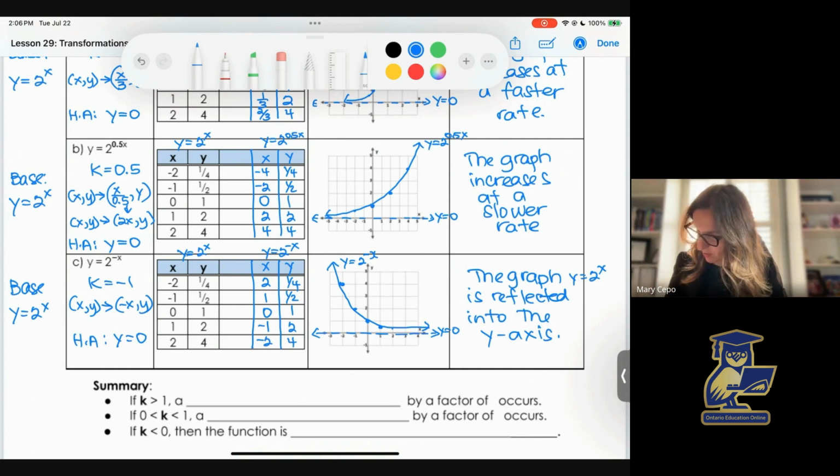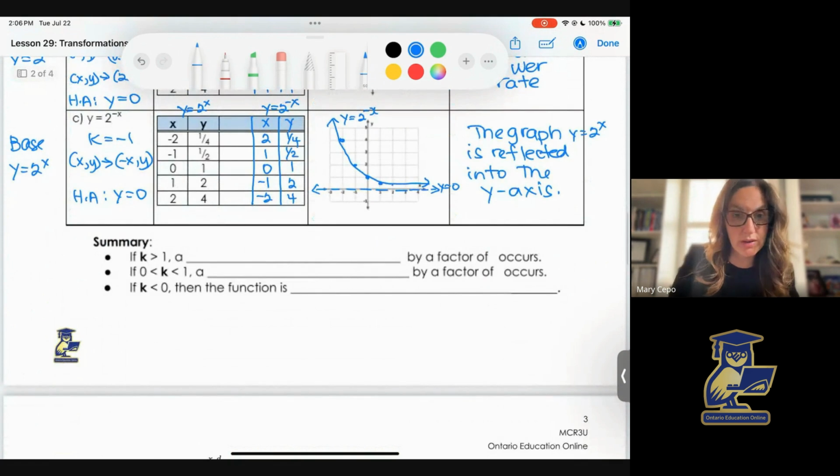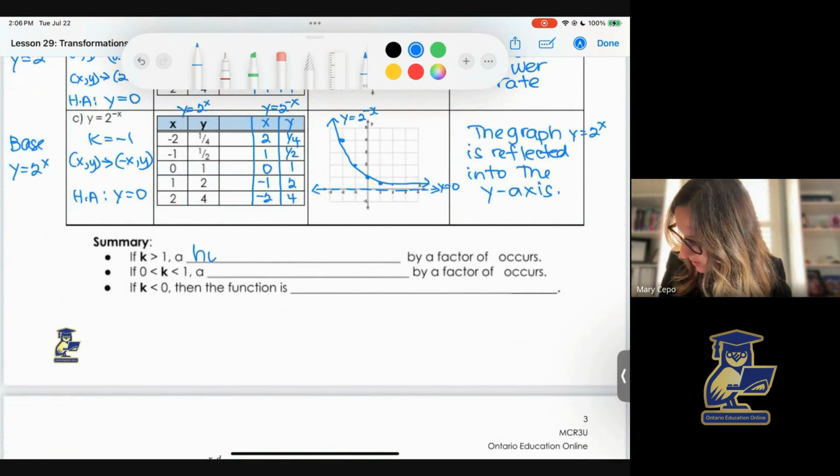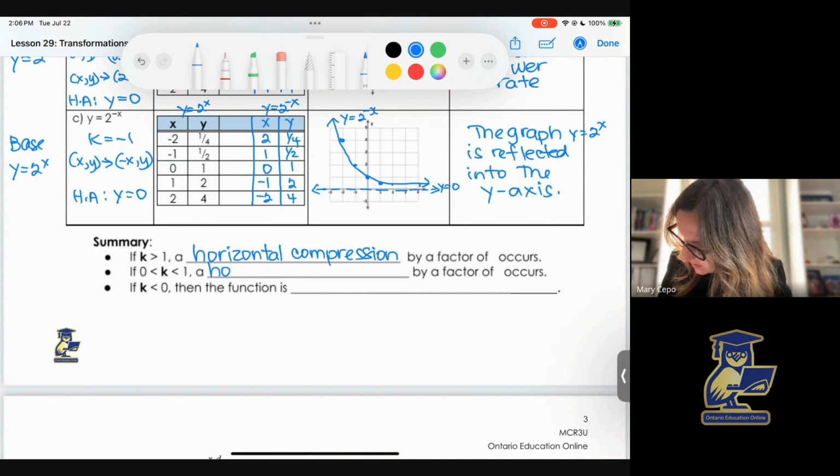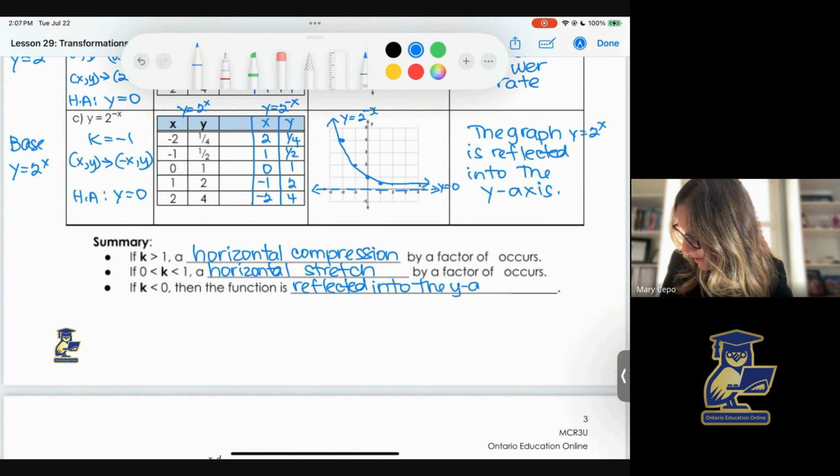Okay, so in summary, what can we say? If k is greater than 1, then we know we have a horizontal compression by a factor of 1 over k. If, however, the value of k is greater than 0 but less than 1, we know we have a horizontal stretch. And of course, if k is negative, then we know we're reflecting it into the y-axis.